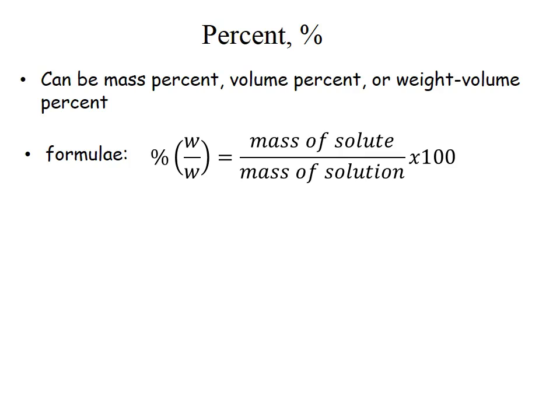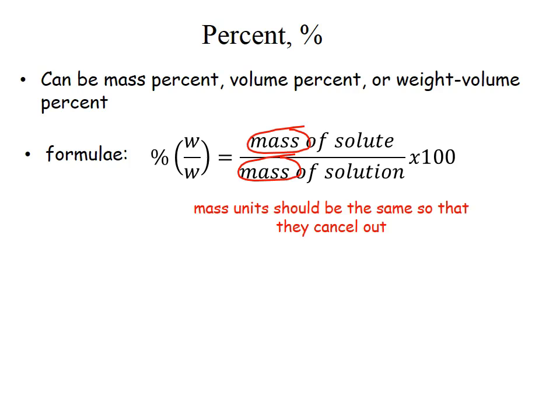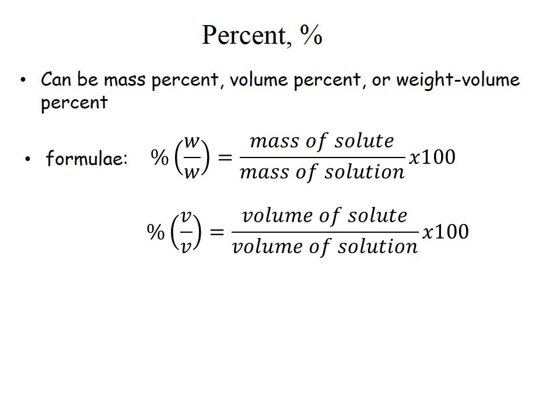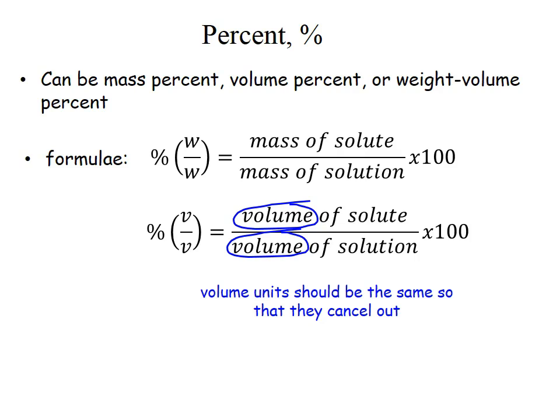So the formulae for these: the first one is mass percent, where you have the mass of solute in the numerator and the total mass of the solution in the denominator, multiplied by 100 to give a percent. The 2 masses should be in the same unit so that they cancel out. Now if we move on to volume, the same is true here. The volume units should be the same so that they cancel out. They can both be milliliters, microliters, liters, or gallons. As long as both of them cancel, that's all that matters.